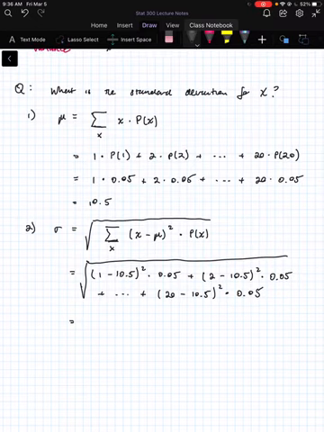And if you take a minute, pause the video if you want and do this calculation on your own. But I do have the answer in front of me. I've done this calculation already. And I find that the standard deviation is 33.25.